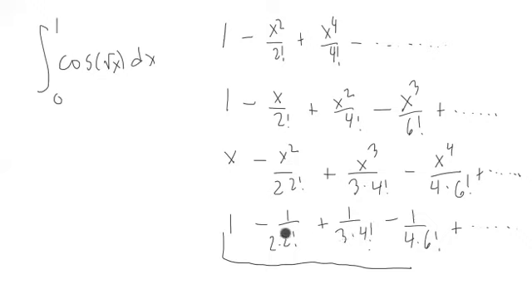Let's see, is there a pattern here? These go 2, 3, 4, counting just by one, and then we have 2, 4, 6. So it looks like the next one will be 5 times 8 factorial. So the remainder is bounded by the absolute value of the first term in the remainder, which is that.